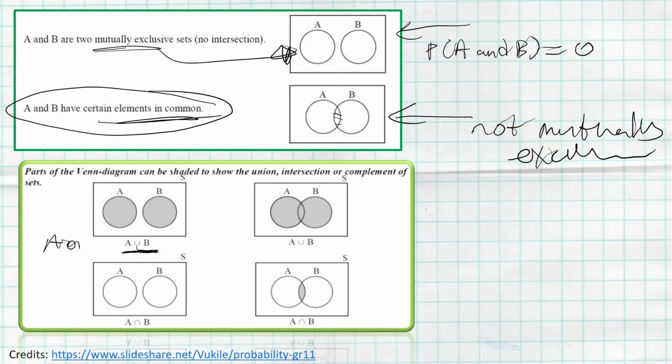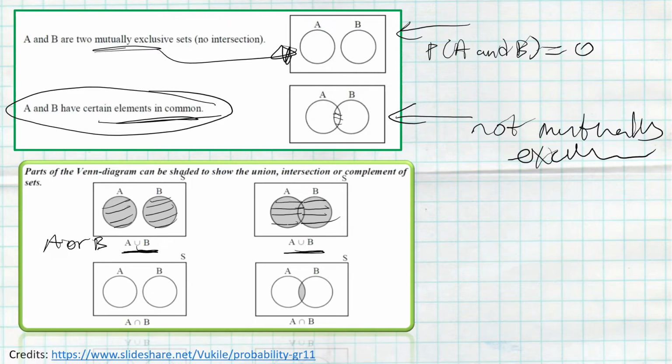A or B. Okay, so A or B is everything that lies in A and everything that lies within what? In B. So we can just represent it by shading there to just show you what is A or B. It's quite different when they are mutually exclusive, but when they are not mutually exclusive, it's quite different, right? For A or B, we just shade everything in A and everything in B, right?